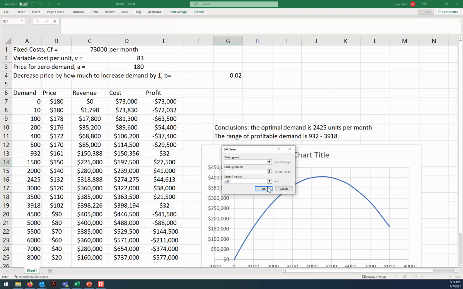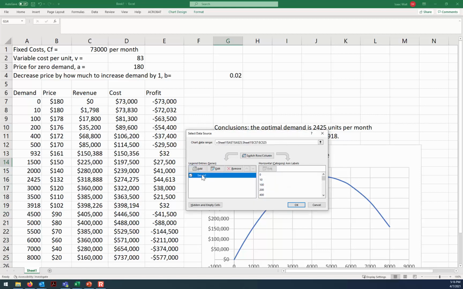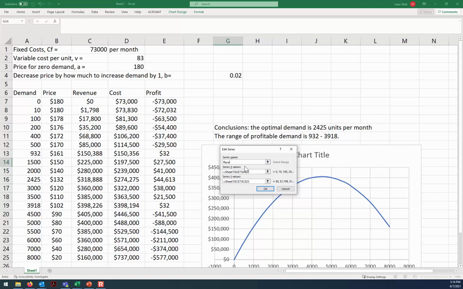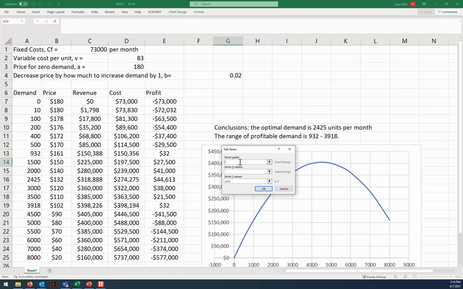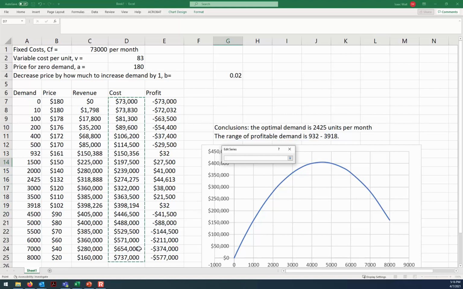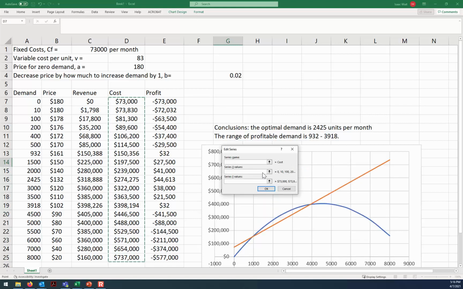Oh, by the way, maybe I should label that as revenue. Give me the chance to call that revenue. All right. Now I'm going to add another one. I'll call this one cost. And so in the x-axis, again, it's going to be demand. And on the y-axis, I'll put cost. Okay, so there's that cost curve.